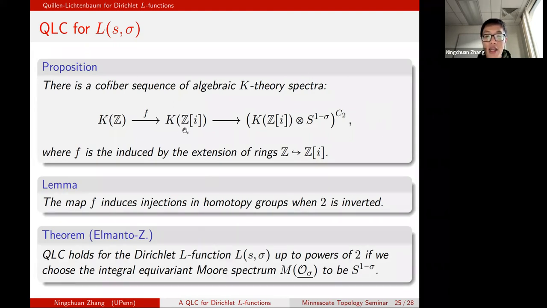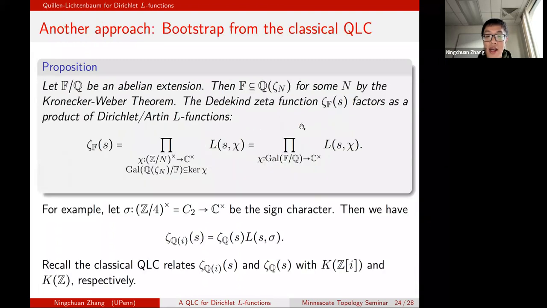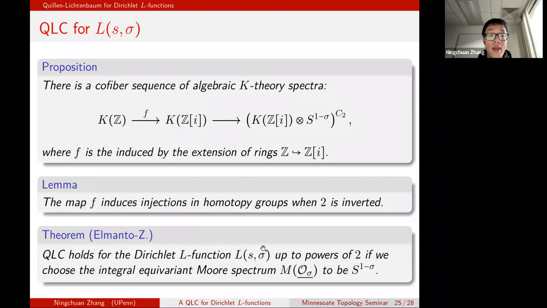This corresponds to zeta Q(i). This corresponds to zeta Q. So their ratio will be precisely the special value of this Dirichlet L function. Therefore we have basically proved the Quillen-Lichtenbaum conjecture, at least for the simplest non-trivial Dirichlet L function, up to powers of 2.